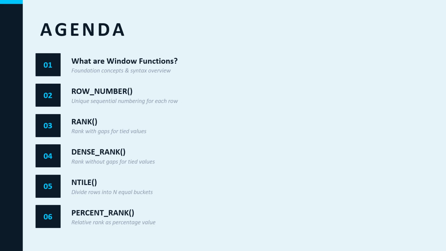So let's see what's the agenda for today's discussion. We will start with a quick foundation of what window functions actually are. Then we will go one by one through all these five window functions: ROW_NUMBER, RANK, DENSE_RANK, NTILE, PERCENT_RANK.